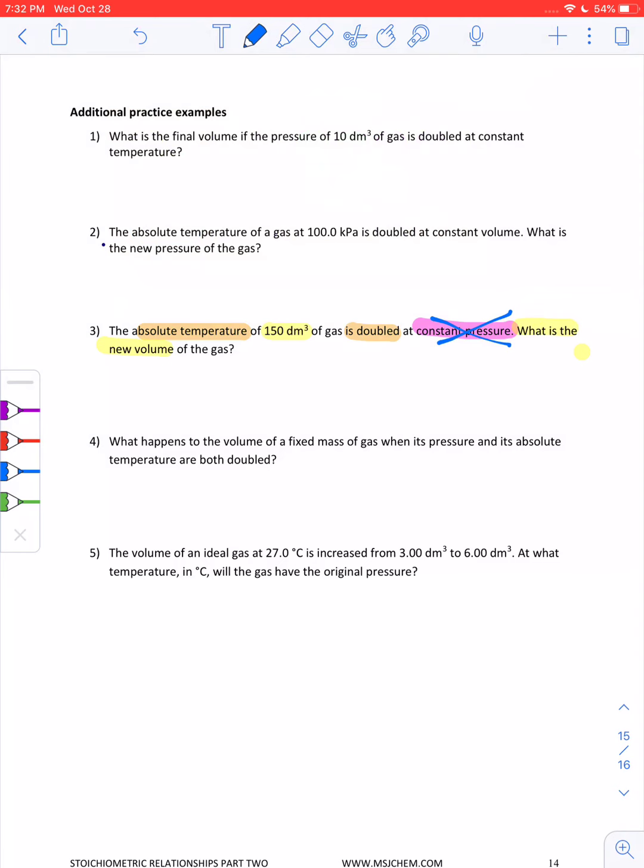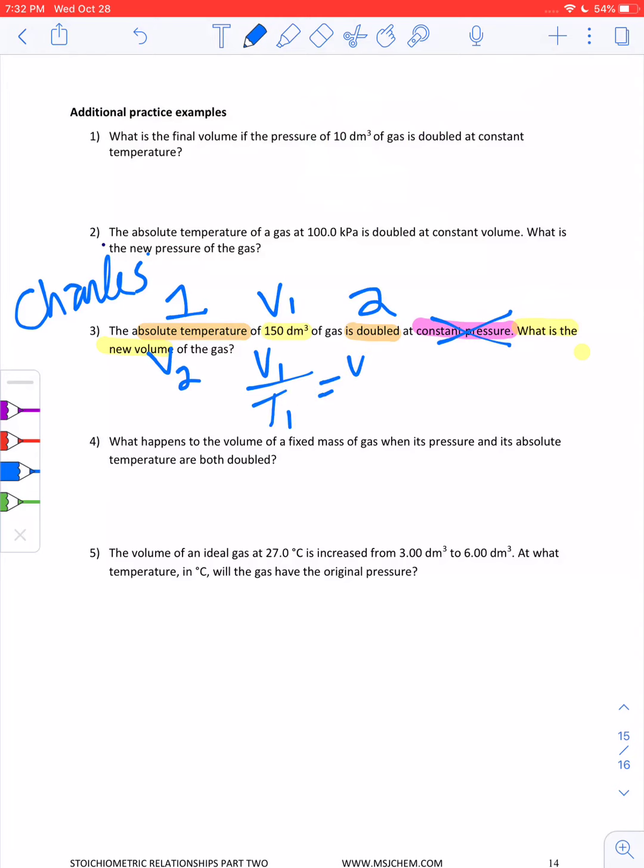So if I label these, the temperature's doubled, so they're going to let me pick my own numbers. So again, pick easy numbers. I'm going to pick 1 and I'm going to pick 2. And then this would be my V1, and I'm solving for V2. Since I have volumes and temperatures, this is going to be a Charles law equation. And so I can do V1 over T1 equals V2 over T2. And then I need to cross multiply. That's always the first thing I do with this type of equation. So I have V1 times T2 equals V2 times T1.